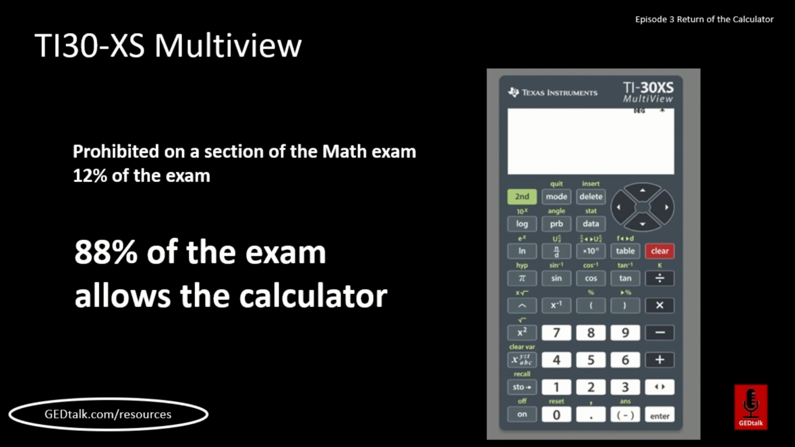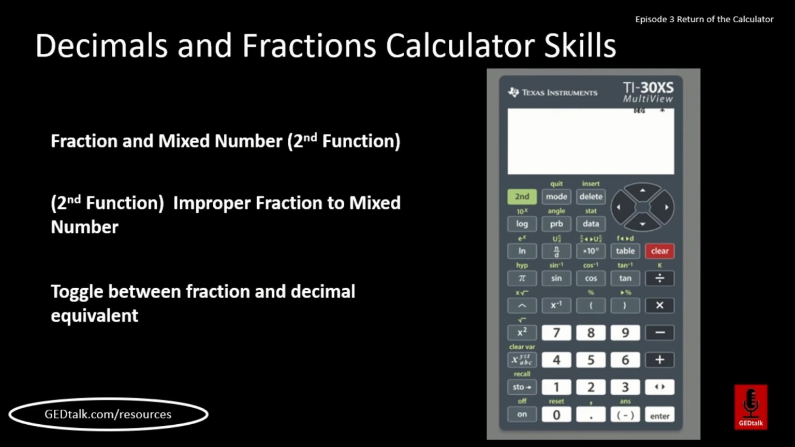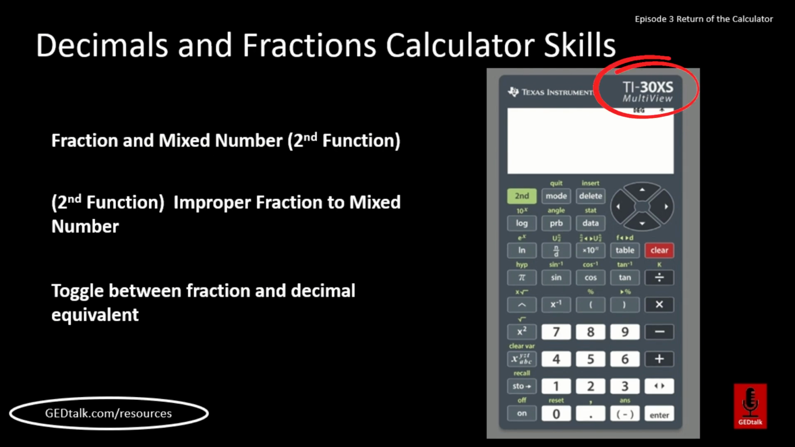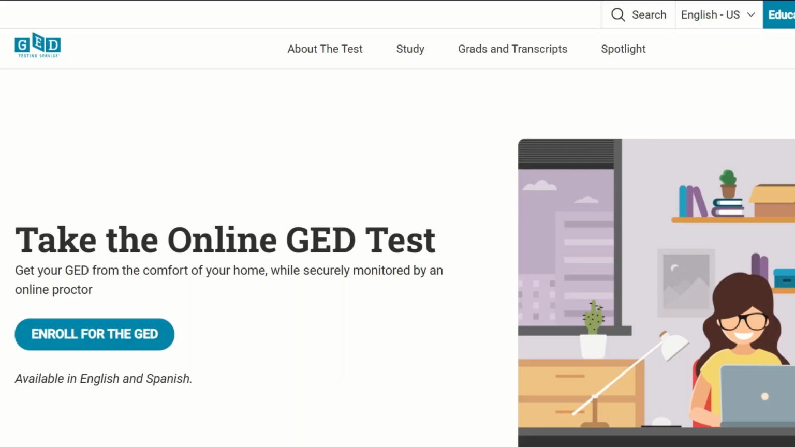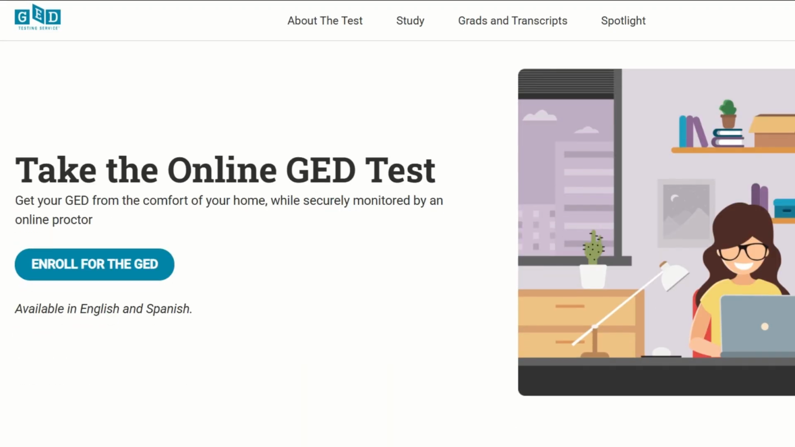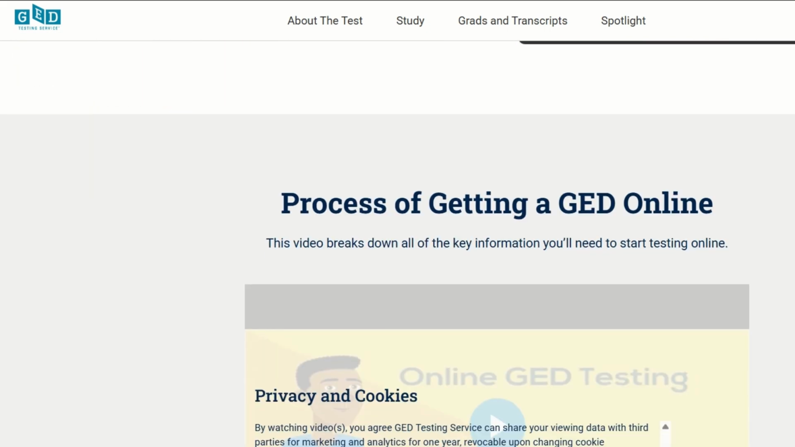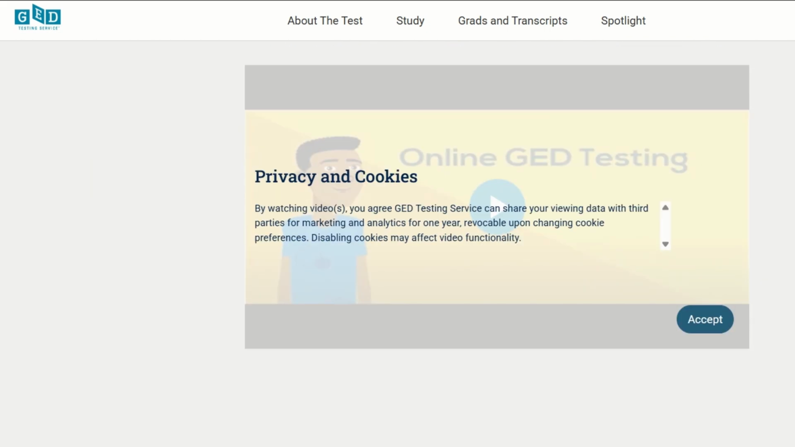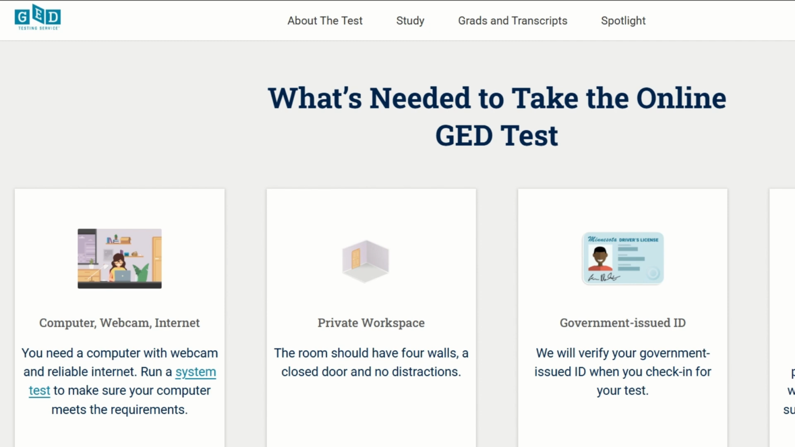So let's go ahead and jump into this video and learn how we can use our calculator when it comes to completing decimal and fraction problems. When it comes to the calculator, the TI-30X3 MultiView will be the one you'll be able to use, and you can either use a physical one if you go into a testing center, but if you decide to take the exam online, you would use a screen version of the calculator. You won't be able to use a handheld if you are taking the exam online. So just be mindful of that.